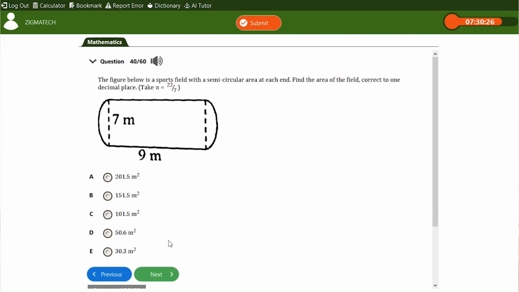All right, let's look at the next one. Now, the figure below is a sports field, all right? Sports field, right?